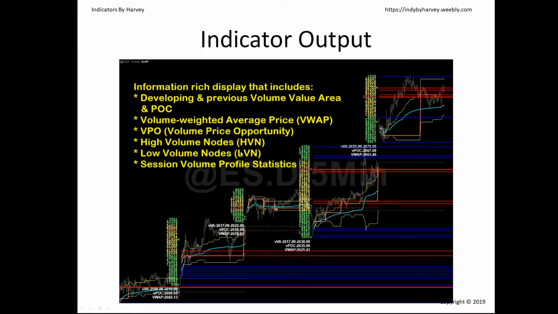High volume nodes and low volume nodes, when the session is over, can be displayed. Low volume nodes are defined by the lines that are blue. High volume nodes are defined by the lines that are red. The volume point of control is the brightest red. Additionally, when the session is over, the indicator can display the session volume profile statistics: the volume value area low to high, the volume point of control, and the volume weighted average price.